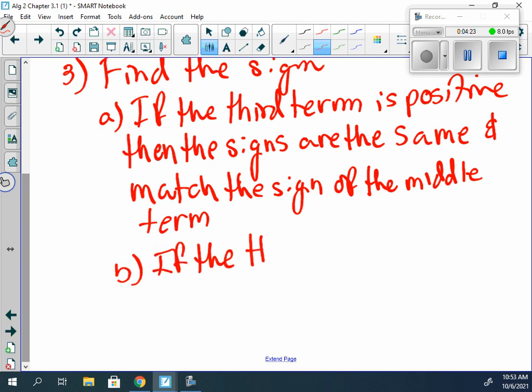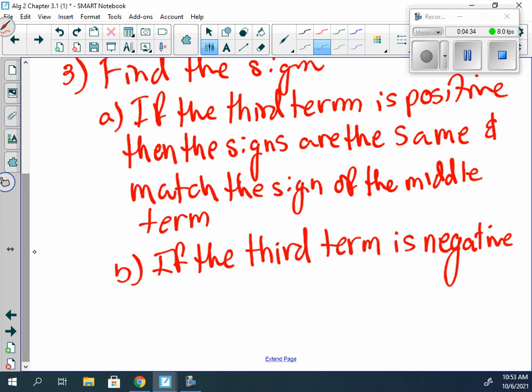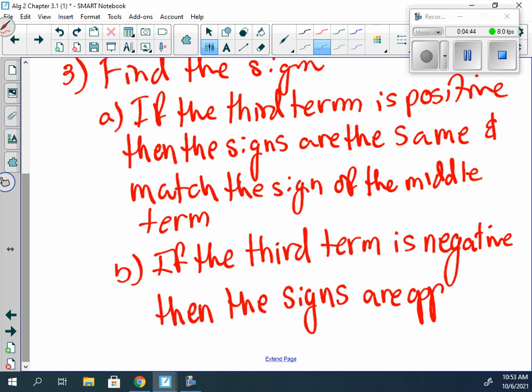If the third term is negative, then the signs are opposite.